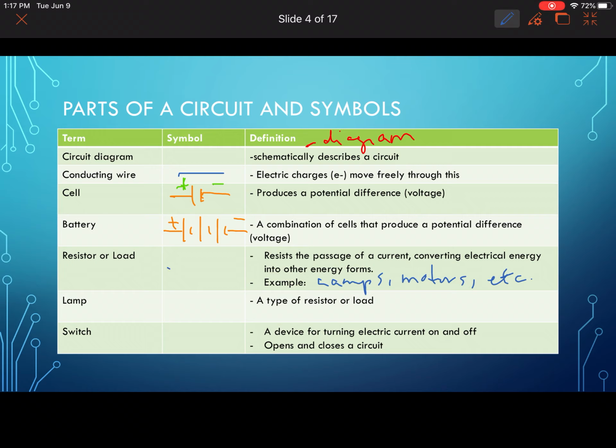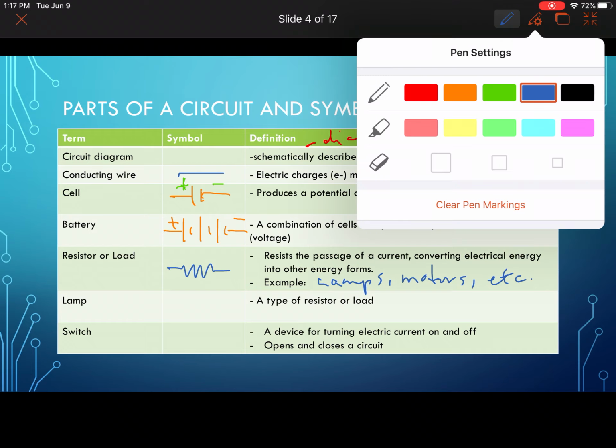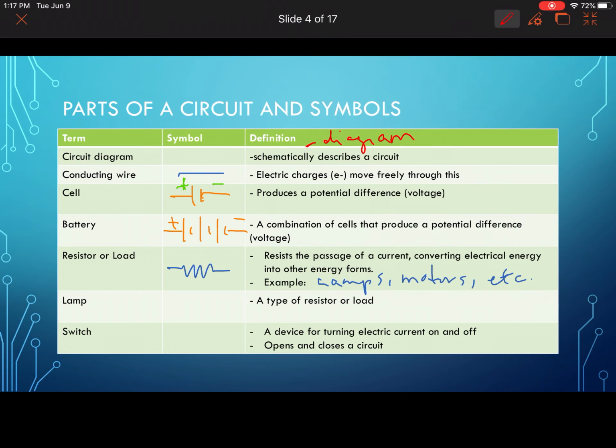And the general diagram for that is just this squiggle. So you're going to have this squiggly line, and that in a diagram would represent some sort of resistor or load. Now, we tend to talk about lamps a lot. Even though the lamp is a resistor or load, it gets its own symbol in a diagram. It looks like this kind of heart shape with a loop at the top, and then there's a circle around it. So that is a type of resistor or load.